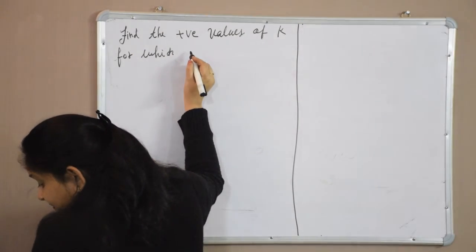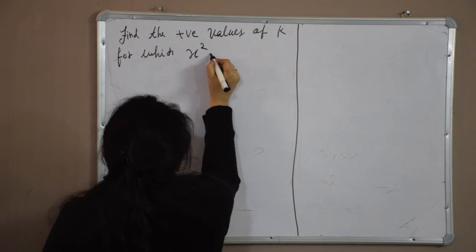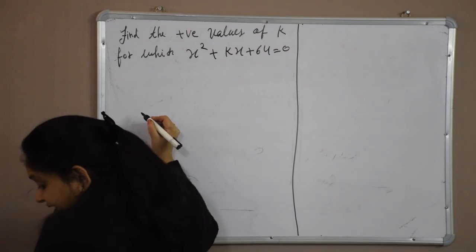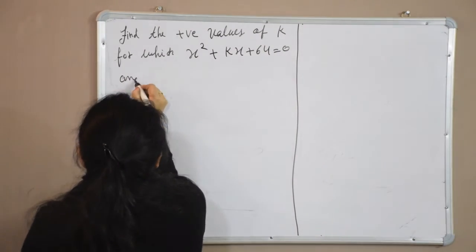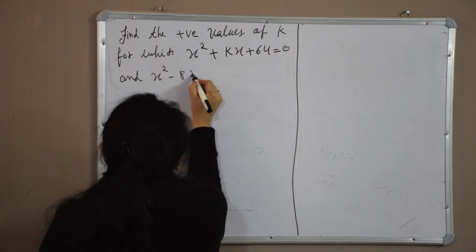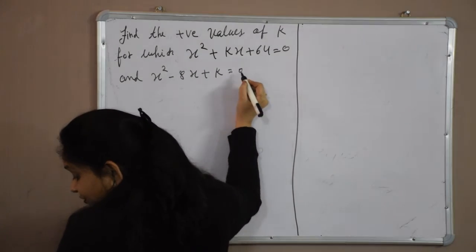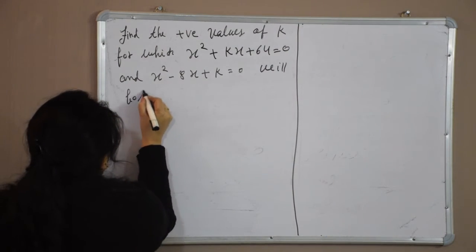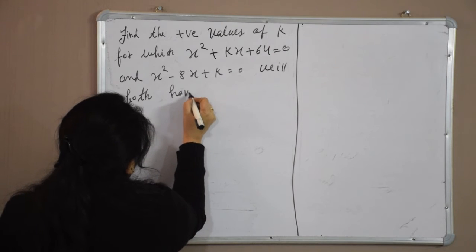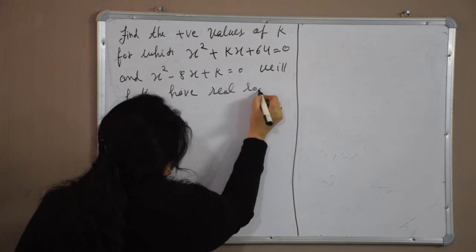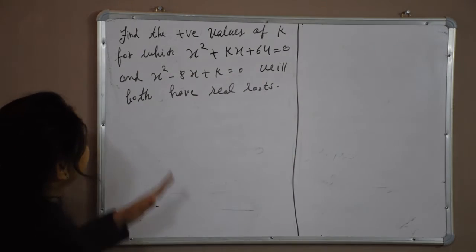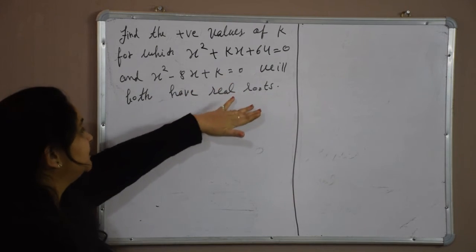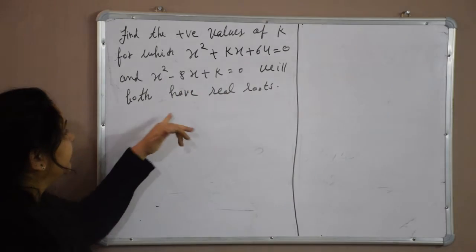for which the equation x square plus kx plus 64 equal to 0, this is an equation, and x square minus 8x plus k equal to 0 will both have real roots. See, here there are two types of equation, x square plus kx plus 64 and x square minus 8x plus k equal to 0, and both the equations should have real roots.